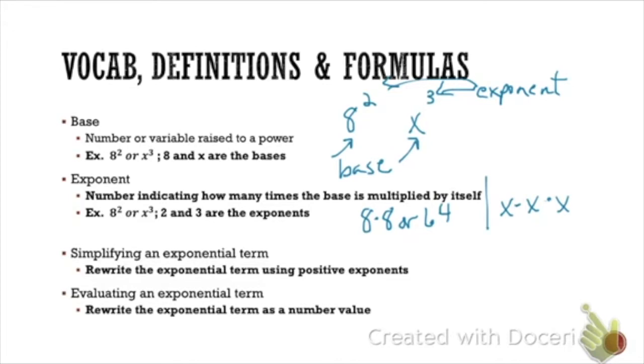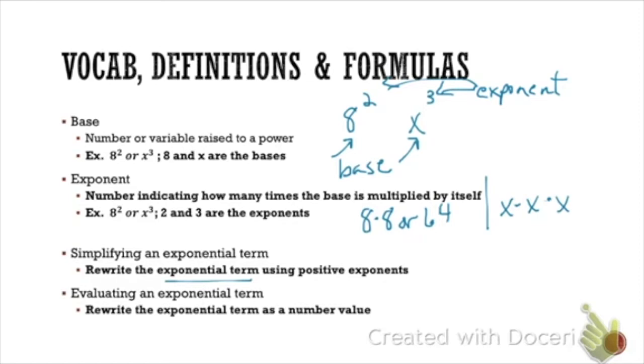Now we're going to talk about how to simplify an exponent term and how to evaluate. In math, simplifying and evaluating are two different things. When you simplify, you just use the properties that you have and you rewrite the exponential term using positive exponents only. When you evaluate, you usually will get a number value. So we're going to rewrite the exponential term, but as a number value. So when we simplify, we just use the properties and usually get it into an exponential form, and when we evaluate, we get a number value.